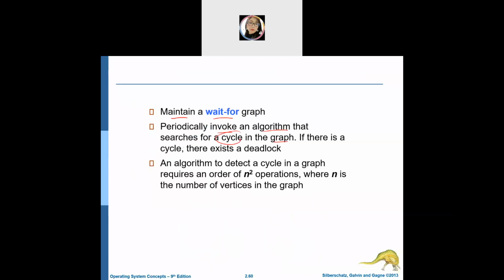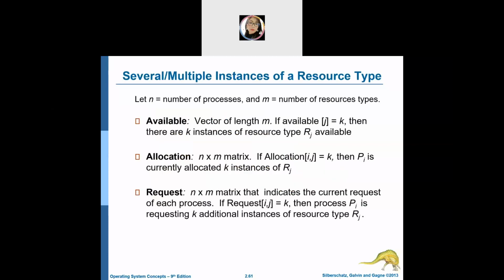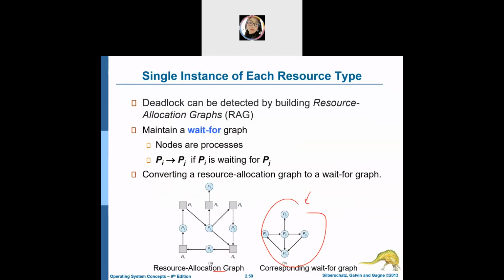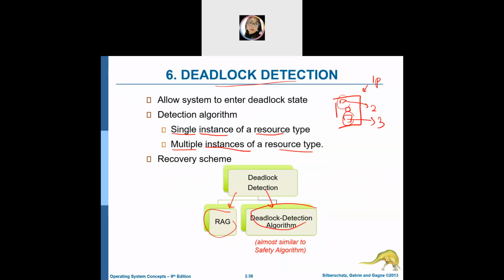If there is a cycle, then a deadlock exists. An algorithm to detect a cycle in a graph requires an order of n squared operations, where n is the number of vertices in the graph. But for this case, you need to also check the resource: are there multiple instances, or a single instance only? Under several or multiple instances, because just now the RAG is normally only for single instances.